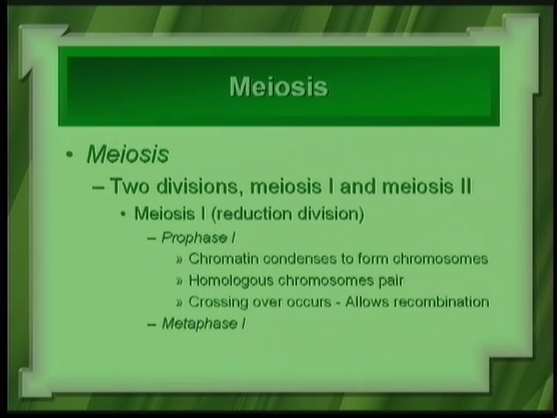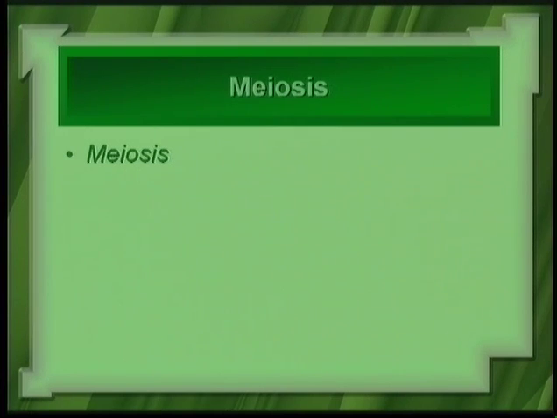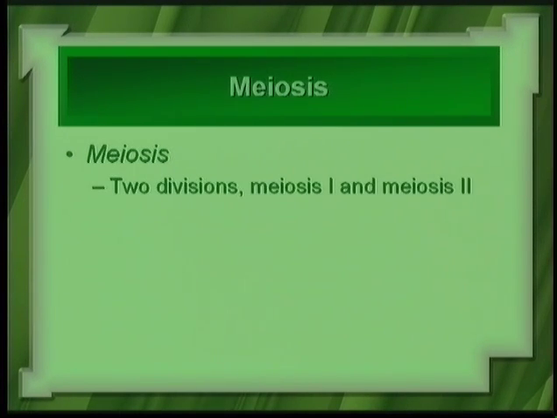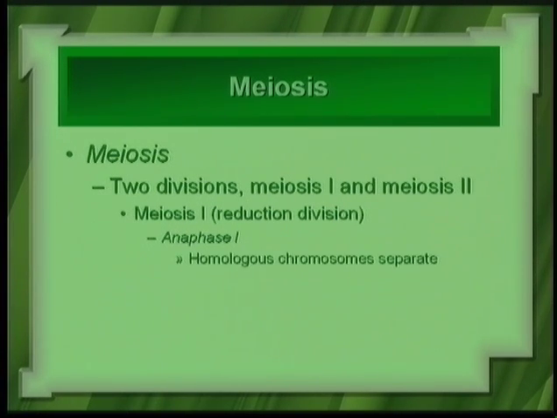Okay, metaphase 1. That occurs when the homologous chromosomes line up at the equator of the cell, okay? So in metaphase 1, the homologous chromosomes will line up at the equator of the cell. Then anaphase 1 happens when the homologous chromosomes separate. They go to opposite sides of the cell. Then in telophase 1, you have the cell plate beginning to form.